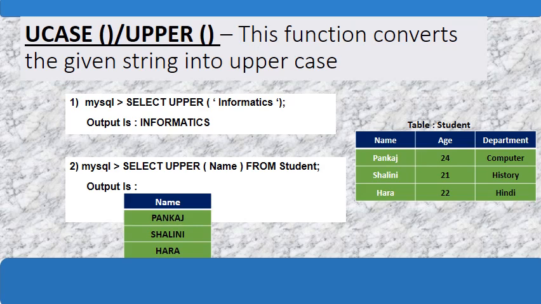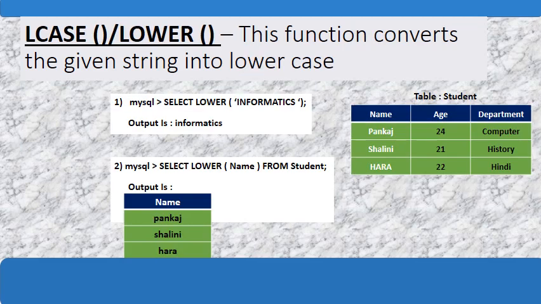Second example refers to the given table student. Here we want to convert all the names in the given table to uppercase. Now we can check how to write the query for that. Select upper name from student. Here check the argument. Here the argument is the column name and no need of quotes for the argument. Please check the output. Here all the names Pankaj, Shalini and Hara are converted to uppercase.